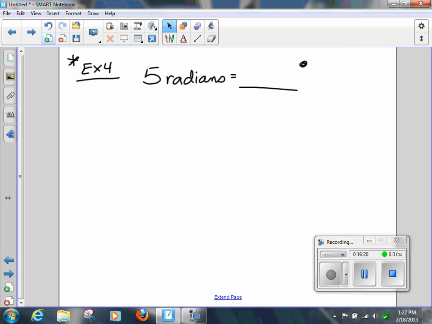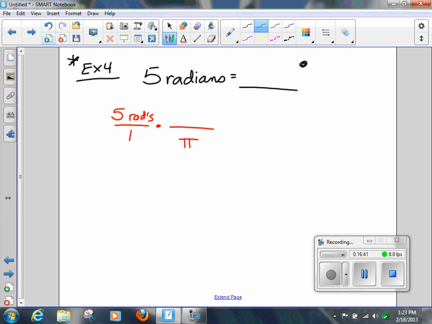I know that radians are always in terms of pi, right? So in my head, I'm going, okay, 5 radians over 1. If I have radians on the top, what do I have to have in that diagonal? Radians, which is pi. That's my clue. I connect radians to pi, pi to radians. So that means 180 has to be in the numerator. And now what?